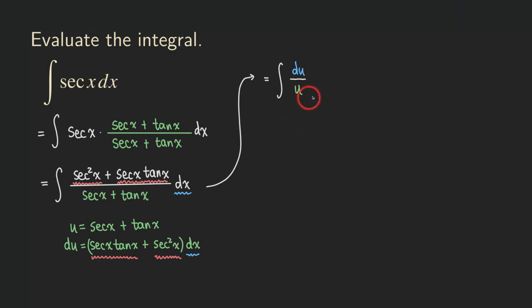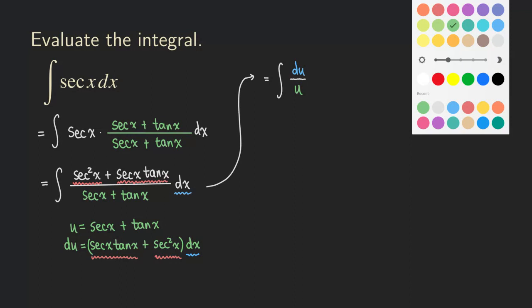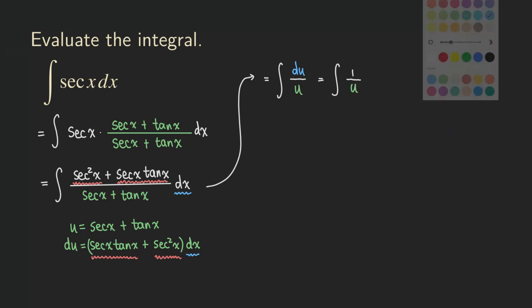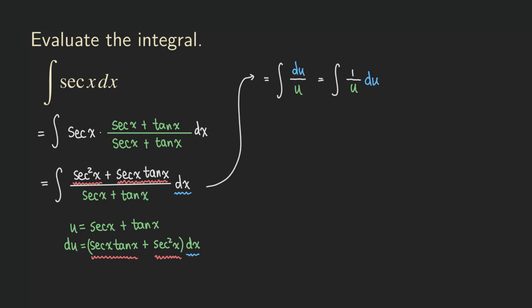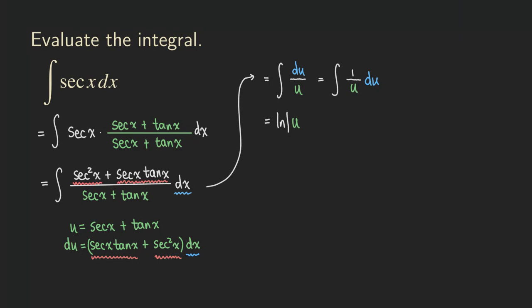And this is a really simple integral that we can integrate. If you don't recognize this form, you can actually write it as the integral of 1 over u times the du. You see what's going on here? Do you recognize this function? It's actually easy to integrate. Its antiderivative is actually the ln of u, and then plus the constant of integration.